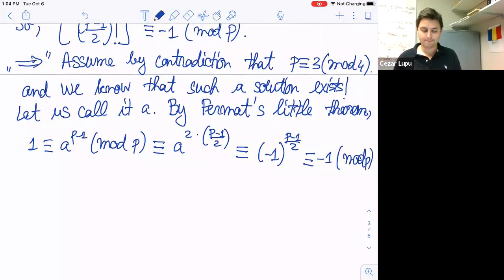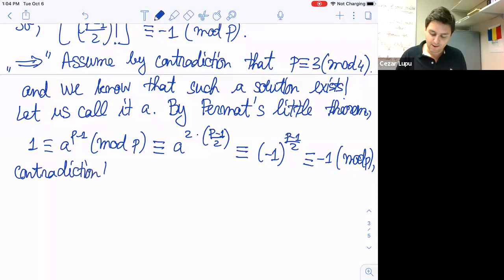Which is a contradiction, right? One is congruent with negative 1 mod p, and keep in mind that p is congruent with 3 mod 4, so that's a contradiction. And that's it. So you see, you have to put everything together with Fermat's little theorem and so on.